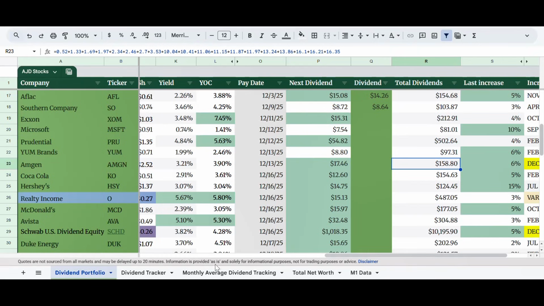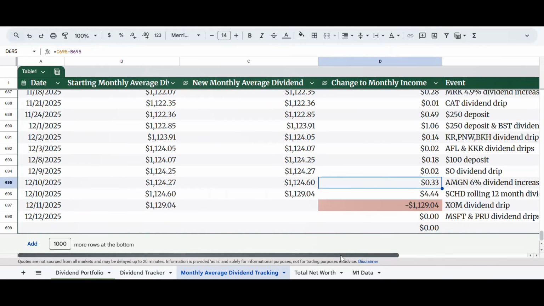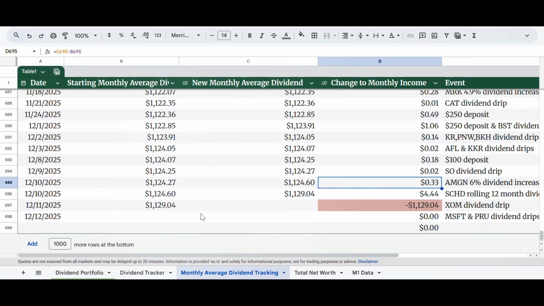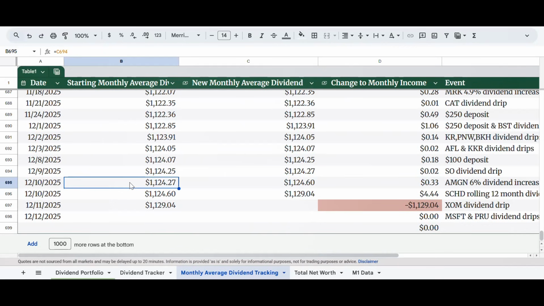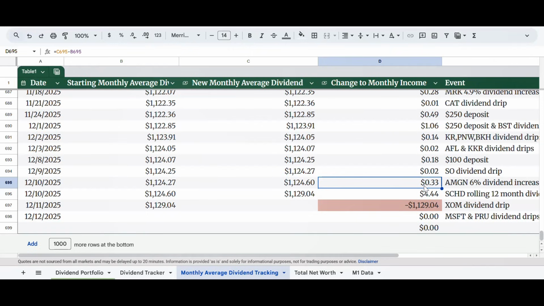But let's go to my monthly average dividend tracking tab, where I've got those events, and this tracks my monthly income from the portfolio. So you can see I started this morning at 1,124.27, and here's the first event with the Amgen 6% raise. So that added an additional 33 cents of income in the portfolio every single month.